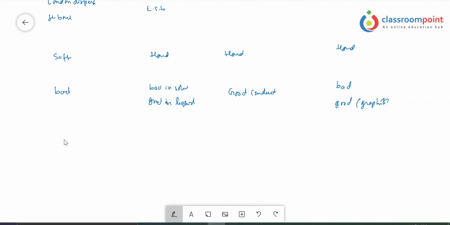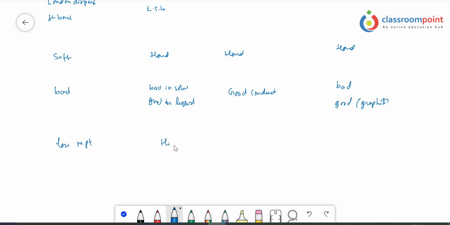When it comes to melting points, molecular solids have very low melting points, whereas ionic solids have high melting points. Metallic solids also have high melting points. Covalent solids have very high melting points. So this is about the types of crystalline solids.